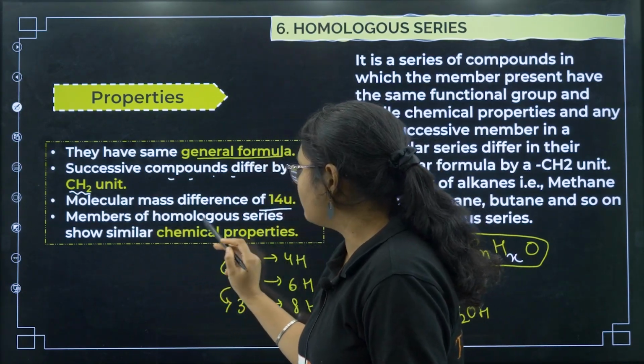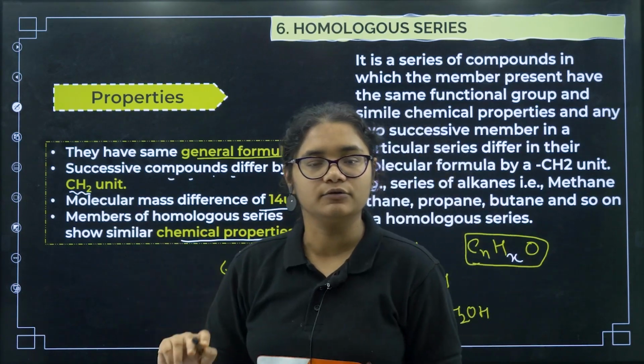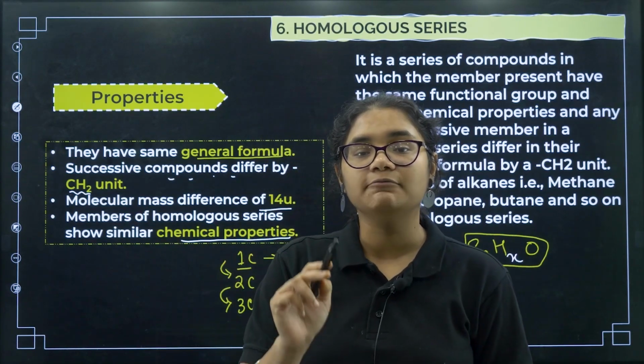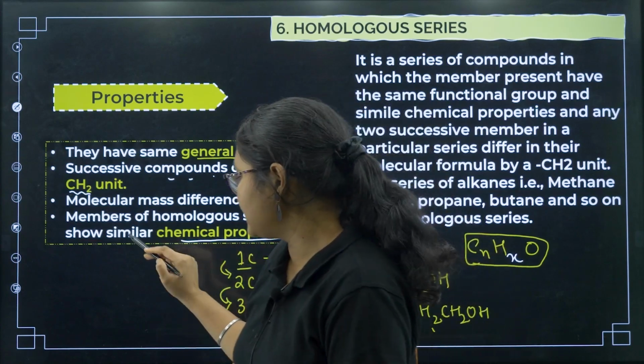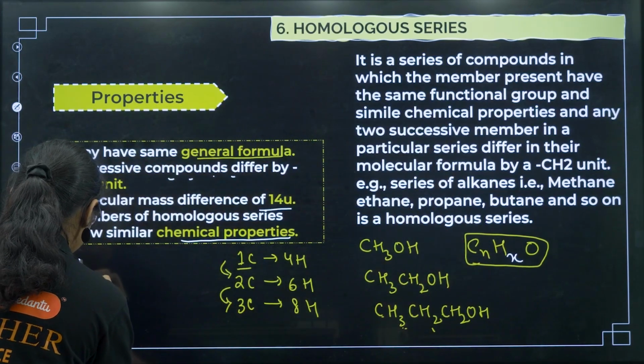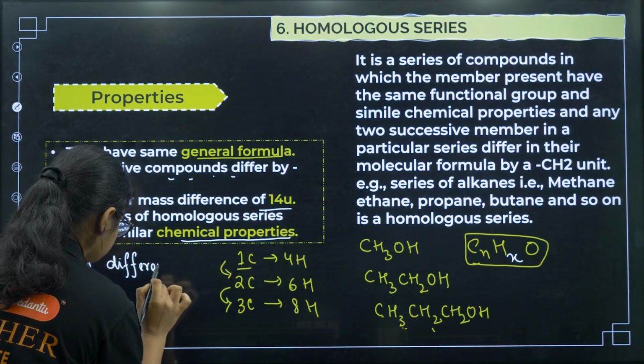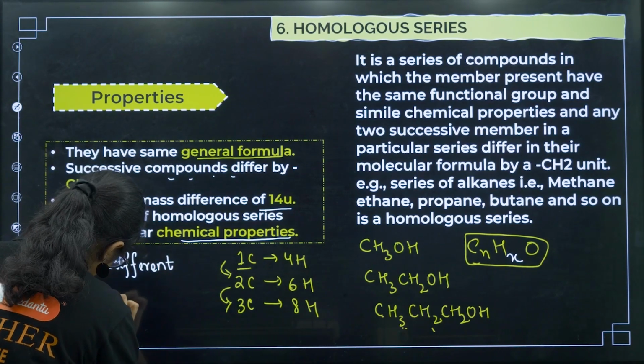Next, members of the homologous series show similar chemical properties. I already explained why, because they have the same functional group, okay? But here I want to add a point that they have similar chemical properties but different physical properties.